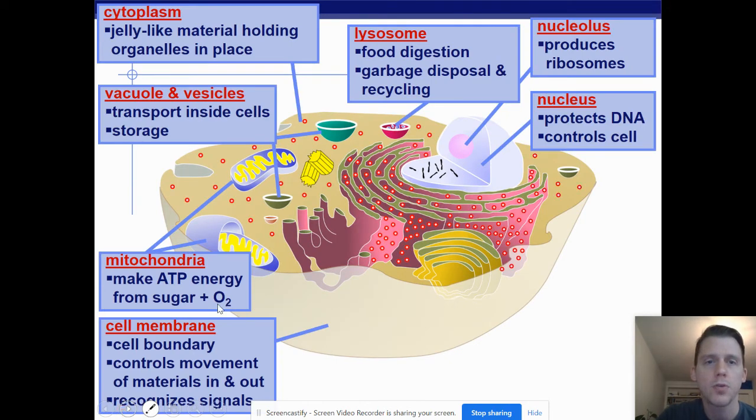So, and highlighted in red are all of our ribosomes. Some of them are free, they're just floating around the cytoplasm, and some of them are found on the rough ER.